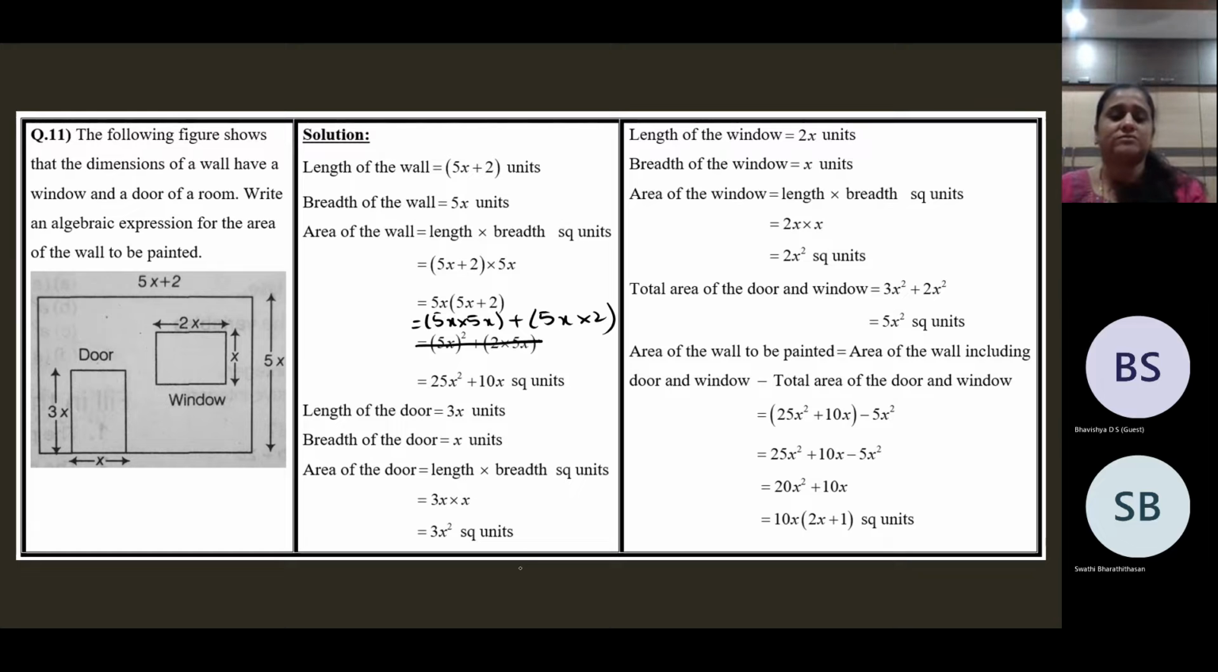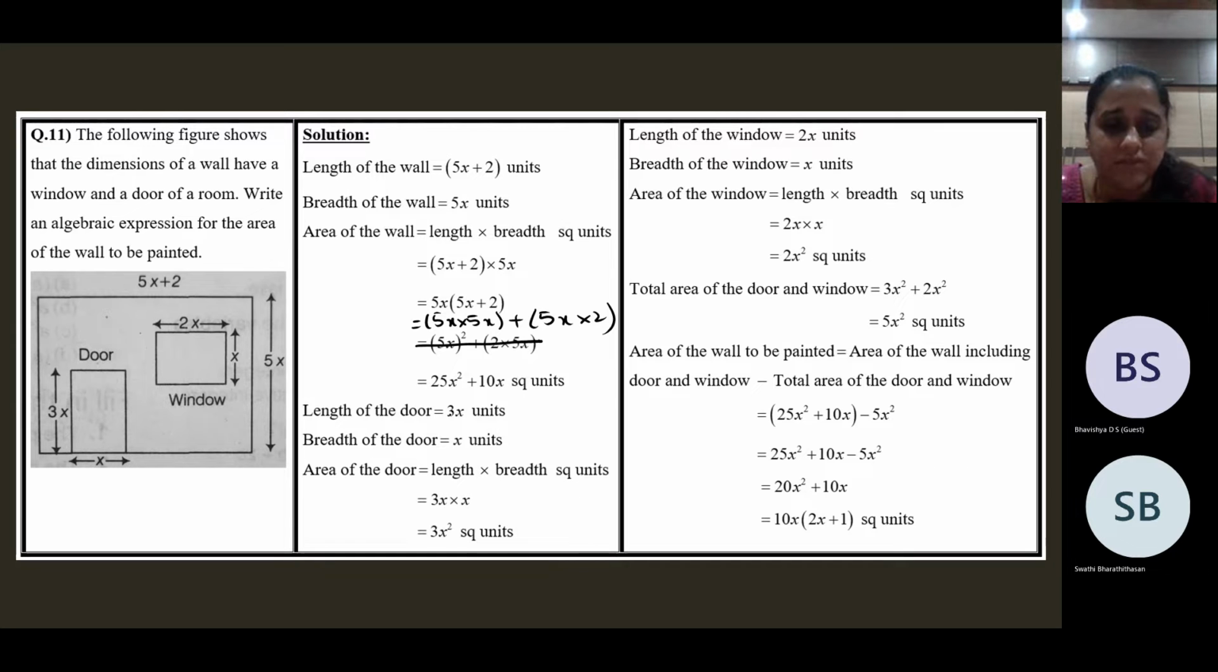Then L into B I've done. Again length of the window, breadth of the window, L into B. Then the total area of the door and window. Then the area of the wall to be painted is the area of the wall, including the door and window, minus the total area of the door and window.